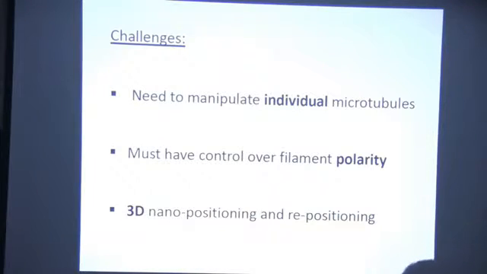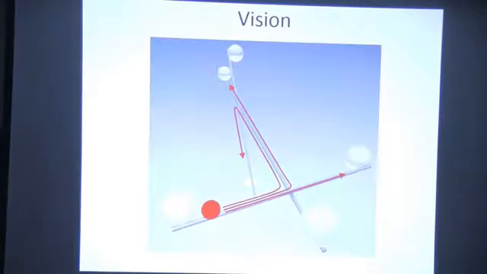So ideally, for all the applications, biological and engineering, what we want is to be able to work with individual microtubules. That's the ultimate miniaturization of technology. And we want to be able to control the polarity. We want to know where things are going, where we expect things to go. And then we also need to be able to position things in 3D. Those are big goals.